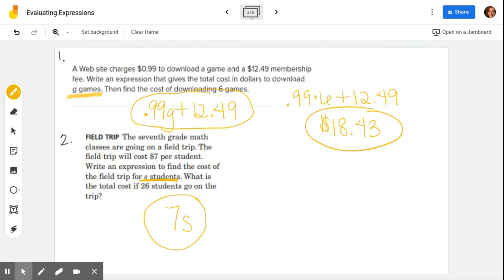Now go on to the next part. What is the total cost if 26 students go on the trip? So now I'm going to pull out that variable and I'm going to replace it with the value that they gave me. So I'm going to take 7 times 26 and I find out the total cost is going to be $182.